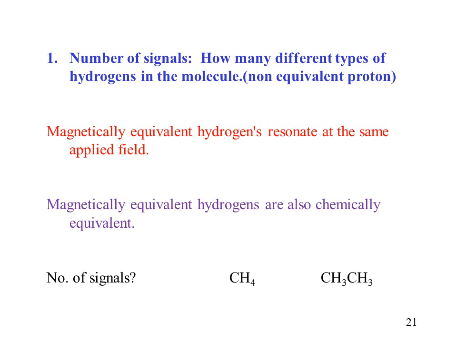For example, the number of signals in methane is 1. Ethane also has 1 signal. Why? Because the 4 hydrogens in methane are equivalent. Also, all 6 hydrogens in ethane are equivalent. So we get 1 signal.